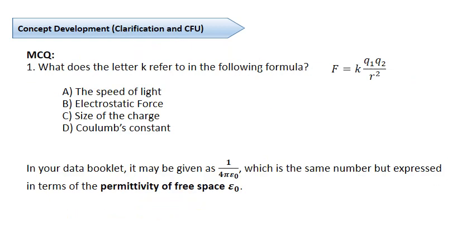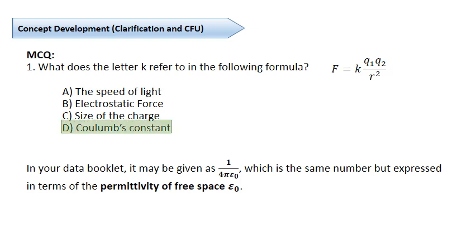Okay, I've just got a couple of multiple choice questions for you. What does the letter K refer to in the following formula? F equals K multiplied by Q1 times Q2 divided by R squared. Is it A, the speed of light, B, the electrostatic force, C, the size of the charge, or D, Coulomb's constant? I'll let you pause the video now and have a go. Otherwise, the answer is it's Coulomb's constant.